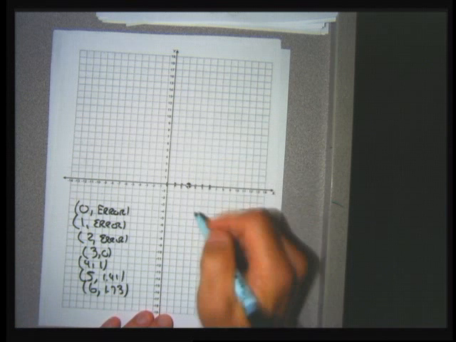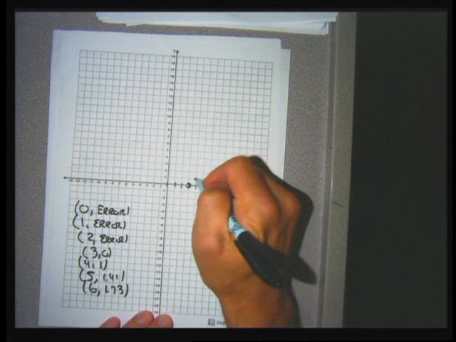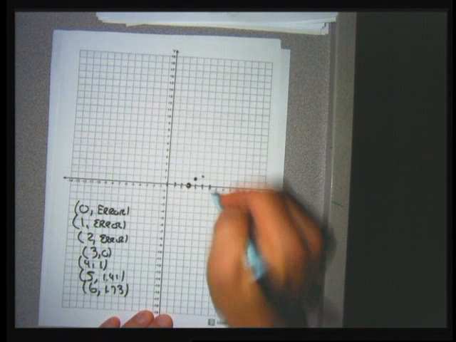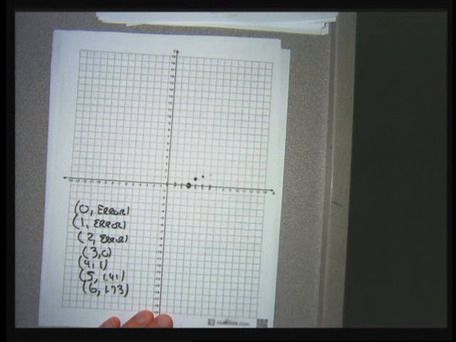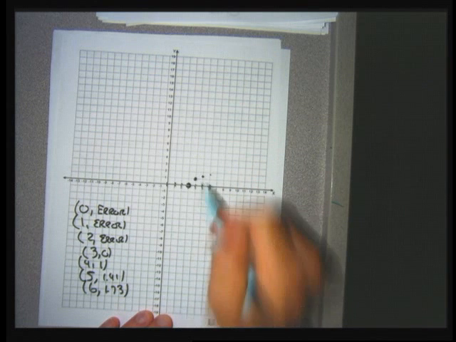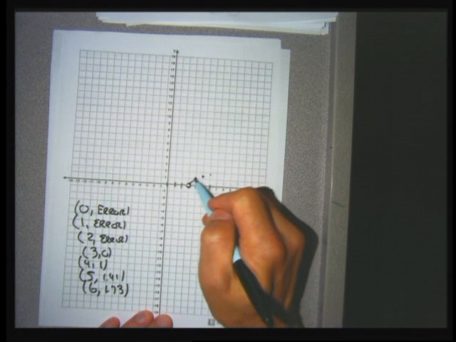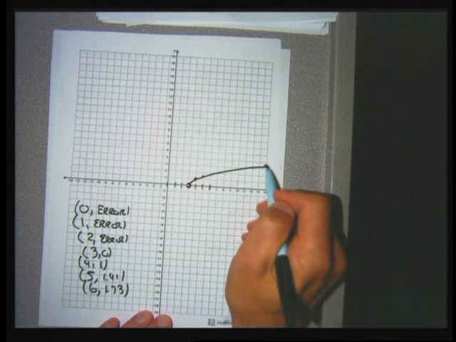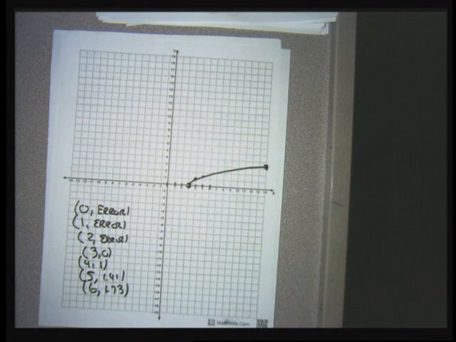Error, error, error. 3, 0 is the first point, and then 4, 1 is my second point. 5 and 1.41 is my third point. 6 and 1.73 is my last point. I'm going to connect the points. I'm not going to go backwards from the 3 because I have a bunch of errors next to it. That's done with the graphing part of this.